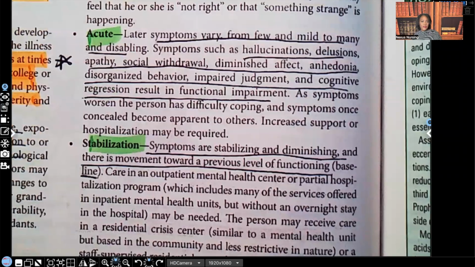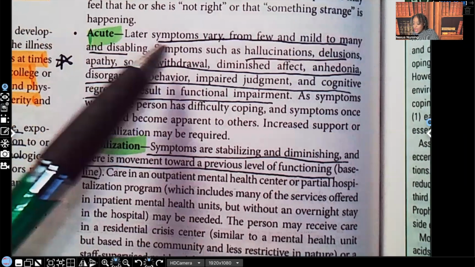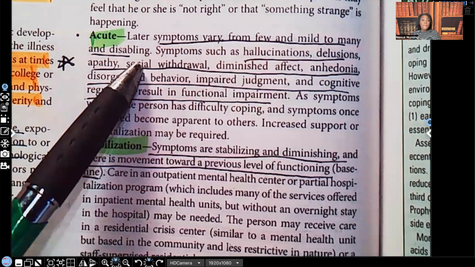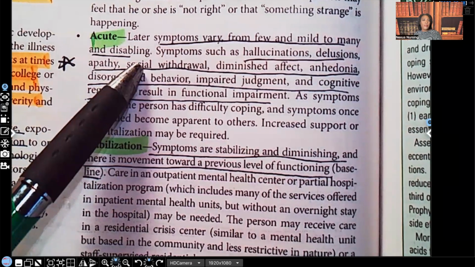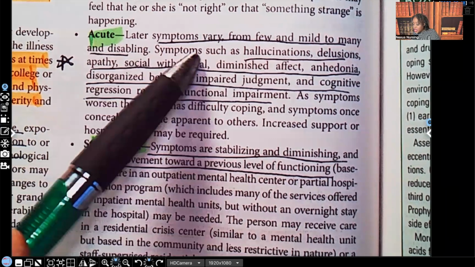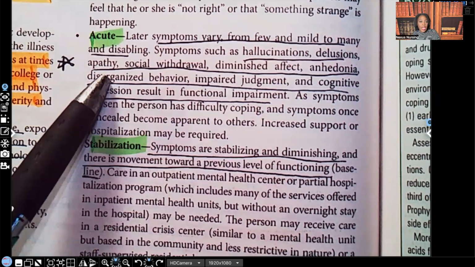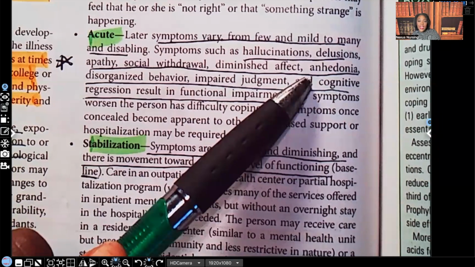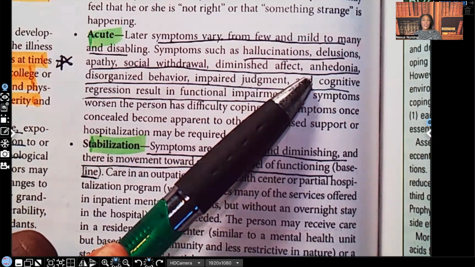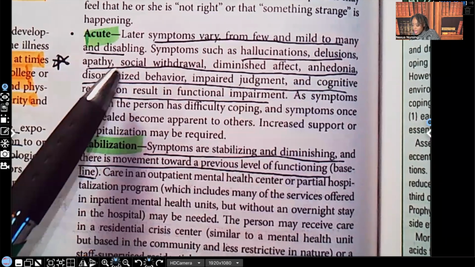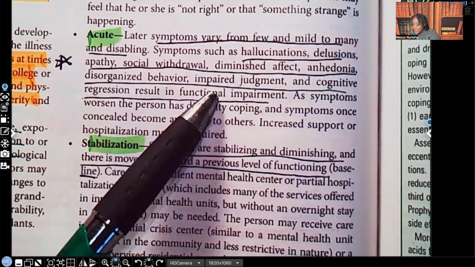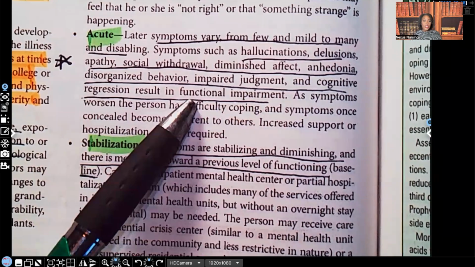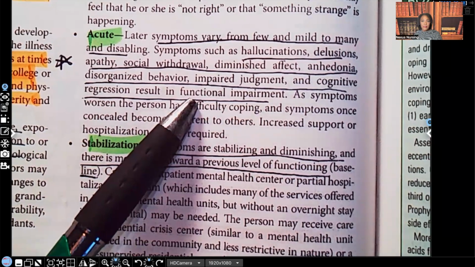Now we move to the acute phase. Later symptoms vary from few and mild to many and disabling. They're so bad now that the patient might not even go to class anymore, or they stop going to work. Symptoms such as hallucinations, delusions, apathy, social withdrawal, diminished affect, and anhedonia. That's when they don't find pleasure in things that they used to find pleasure in. Disorganized behavior, impaired judgment, and cognitive regression result in functioning impairment. And because of that functioning impairment, like I said, that's when they drop out of school or stop going to work.